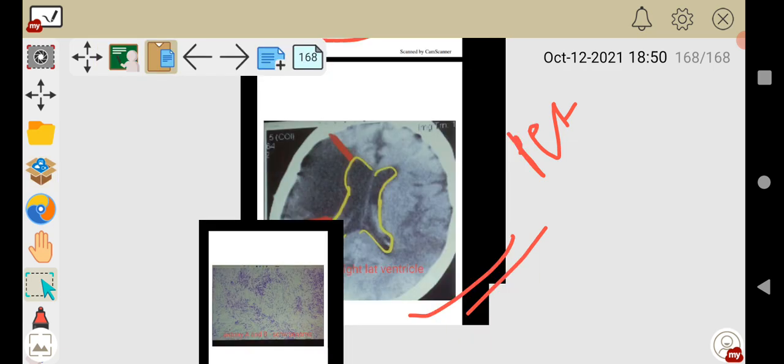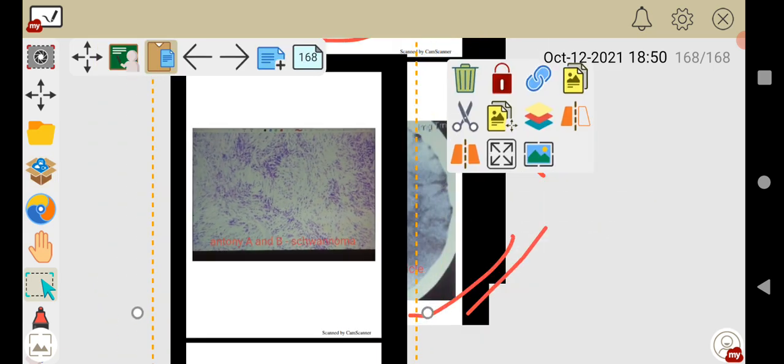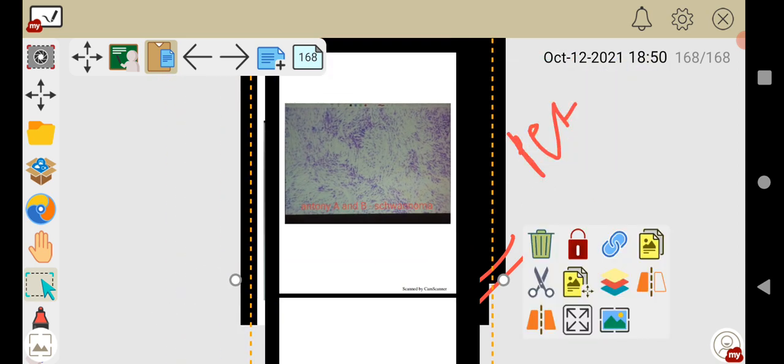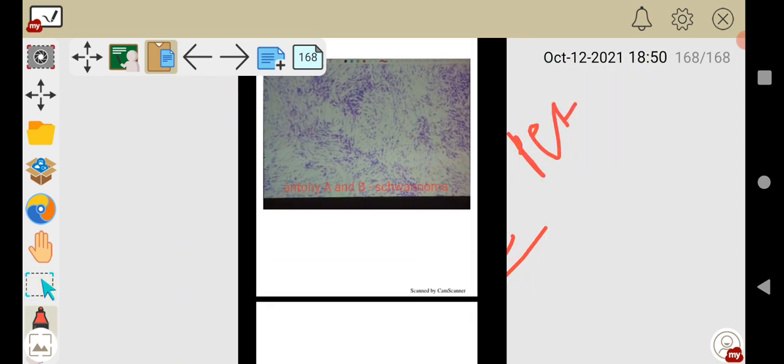Yes, this is schwannoma, guys. Schwannoma is a very important topic and has been repeated so many times. See, this area is hypercellular, it is Antoni A. This is the hypocellular area, Antoni B, and in between, these are Verocay bodies. You understand this one? This is the hypercellular area, Antoni A. This is the hypocellular Antoni B, and in between this space, these are Verocay bodies.